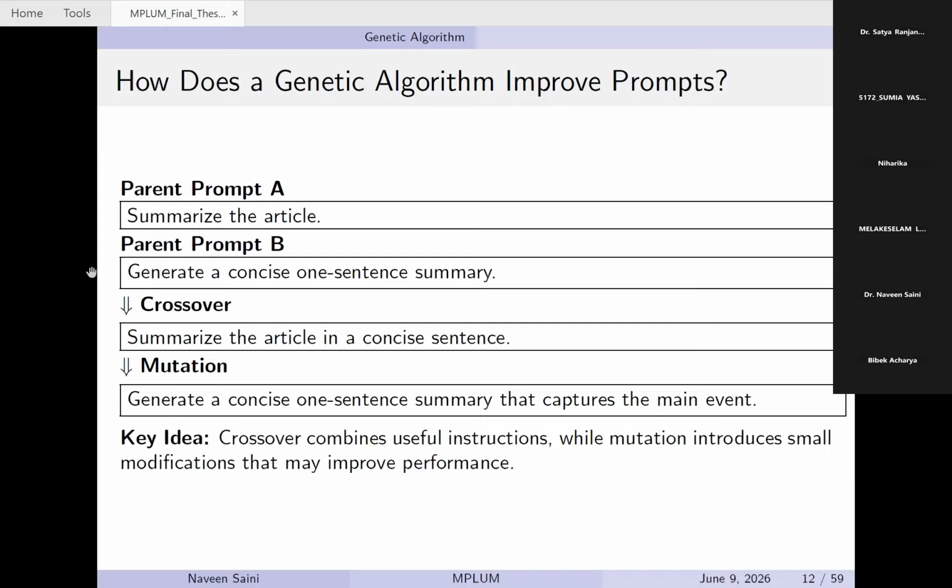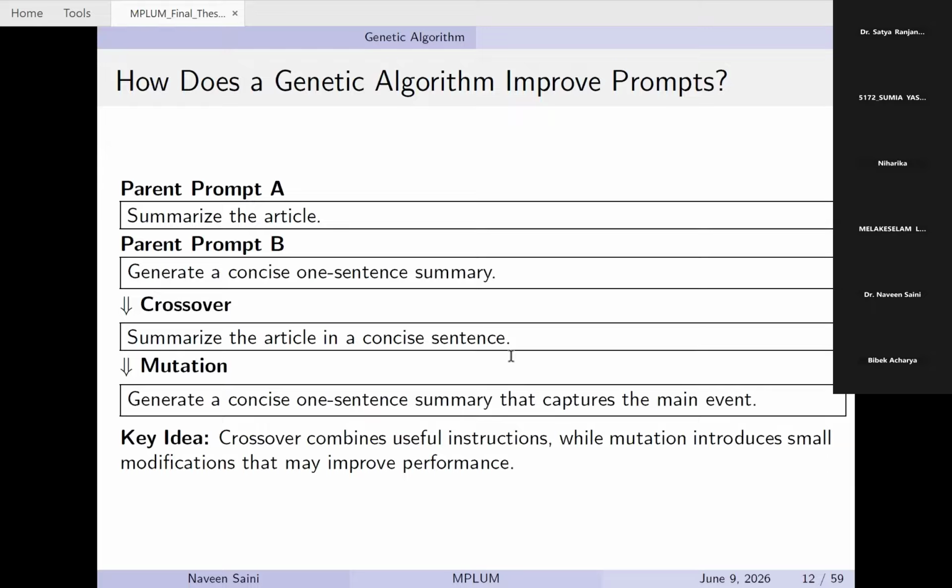Now we will perform the crossover between these two prompts. What is crossover? It is the exchange of genes between the parents. What you can see is that crossover is there between these two. "Summarize the article" is taken from prompt A, and "a concise summary" is taken from prompt B.